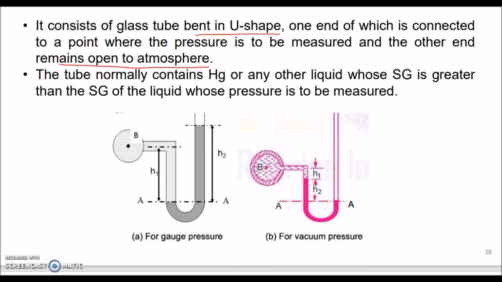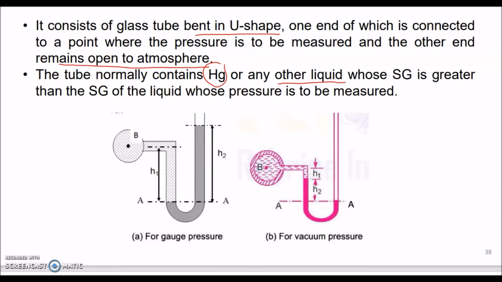The tube normally contains mercury or another liquid. Now, what are the other liquids? Other types of oil, maybe glycerin, and also water. The different shapes and different colors are considered different types of liquid, with different densities.